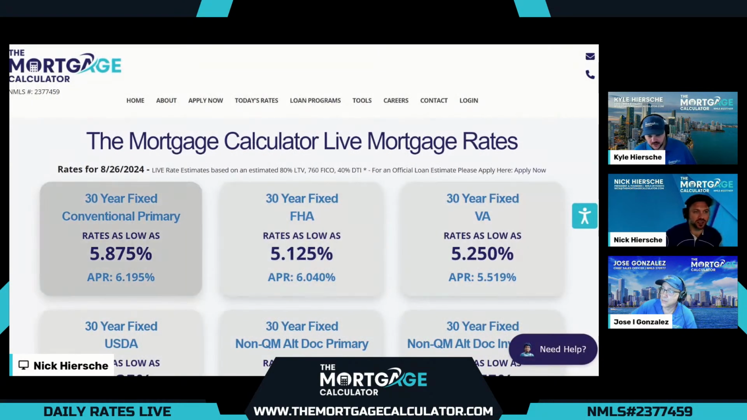So again, we love when the rates go down, and we should continue to see that as the Fed has worked in our favor. First up, our 30-year fixed conventional primary option, the most standard option here. Rates come in today at 5.875, finally well below 6. That's amazing. Final APR, 6.195.